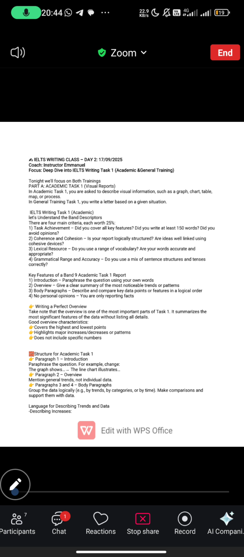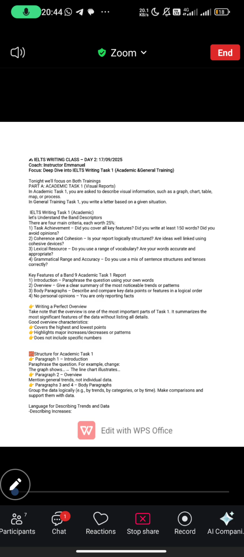Just write as to comparing between two things, two entities, two groups, okay, two concepts, two ideologies as presented in the graphs. So write like you're comparing, okay? No personal opinion because you are only reporting facts.